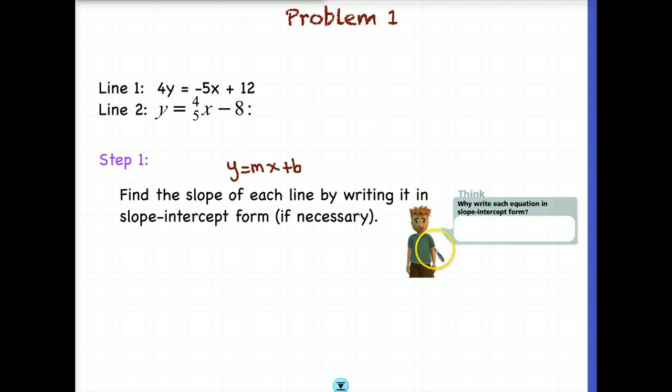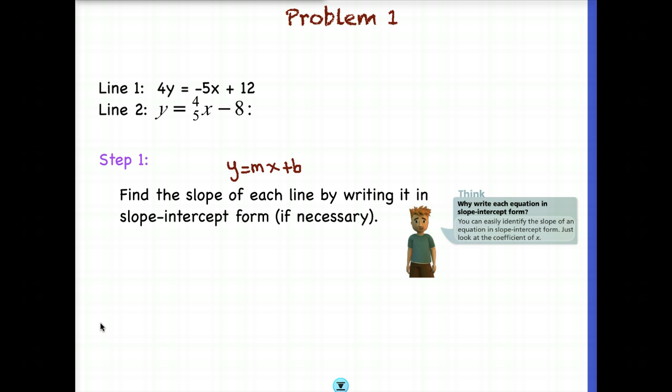So the question is, why write it in slope-intercept form? And here is the reason. You can easily identify the slope, which is m, of an equation in slope-intercept form. All you have to do is look at this m, this coefficient of x, and that will tell you what the slope is. And remember that we said earlier that the slopes of lines that are parallel are the same.